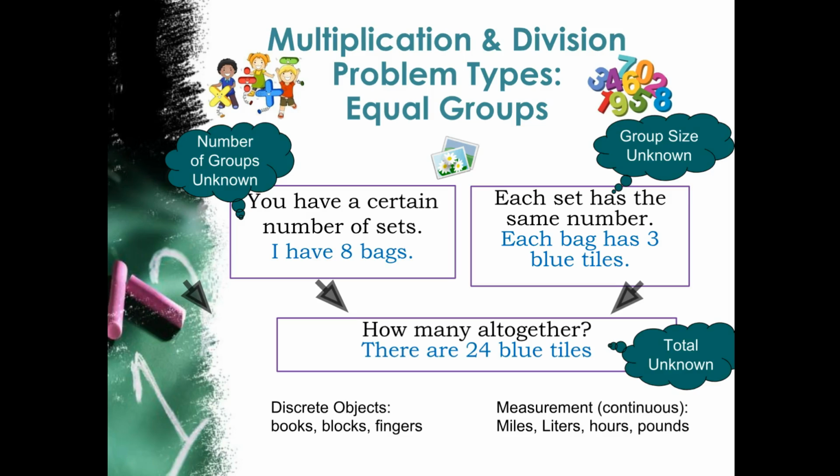Note that this example is with discrete objects, that is, objects that are seen as separate pieces, but similar situations can be created with measurement units such as miles, liters, hours, and pounds. Here is a measurement example. I have 8 bottles of soda. Each bottle has 2 liters of soda. How many liters of soda do I have?